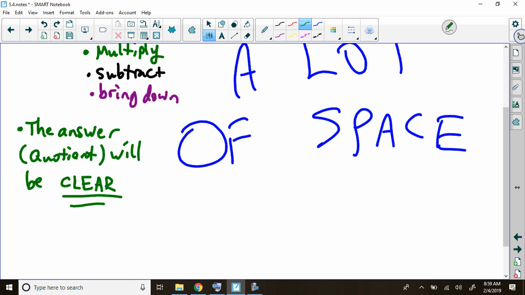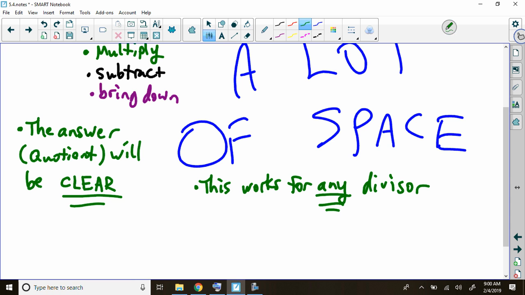One advantage of this over the other one is this works for any divisor. Later in the week, we're going to see that synthetic division is not going to work unless the divisor is of a particular form. Okay. I know right now some of this stuff probably seems a little vague because we haven't actually looked at an example, but it'll make sense later in the week. And maybe we'll review this material later in the week.